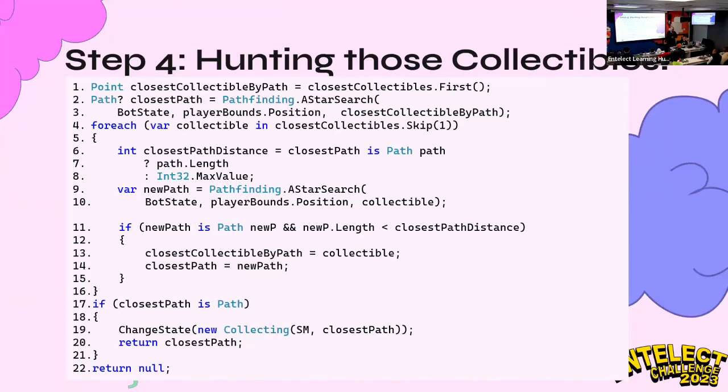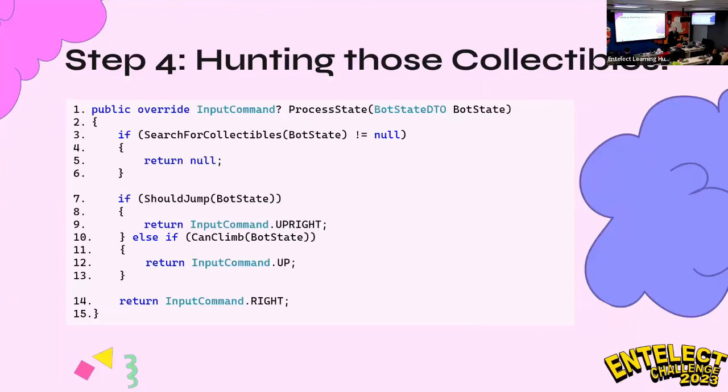Then we add a call to our search function in the process state. And if we did find a path, we return null, because if we keep moving while changing states, we risk messing up the path that we found. Certainly, it's not optimal, but it works. It's quick and dirty for now. You are free to improve on it.